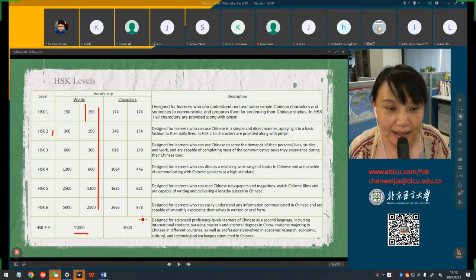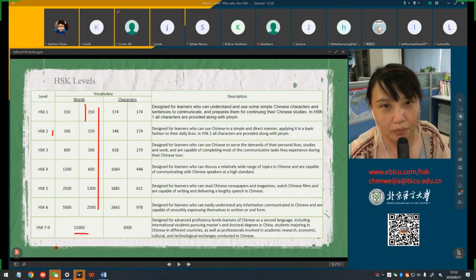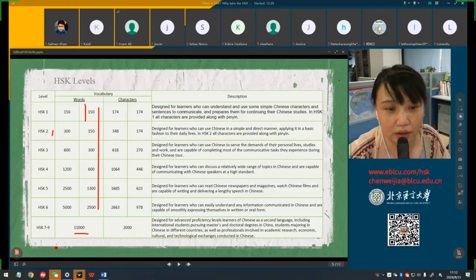And HSK 6 is an advanced level already, designed for learners who can easily understand any information communicated in Chinese and are capable of smoothly expressing themselves in written or oral speaking. And for HSK 7 to 9, this is new. This is the new level added on top of 1 to 6. This is for professional usage.